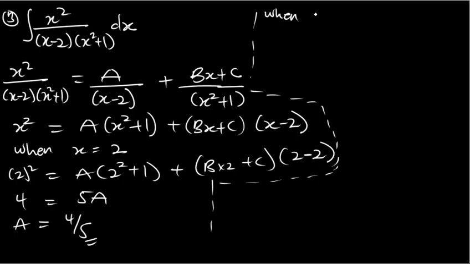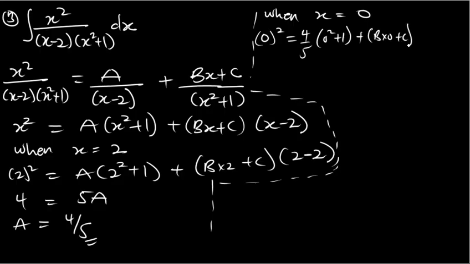So when x is equal to 0, from the equation, I'm going to get 0 squared equals a. Do I now know the value of what? A. Yes, that is 4 on 5. So I'll bring it 4 on 5, 0 squared plus 1 plus bc, b by 0 plus c, and that will be 0 minus 2. Solving this, you are going to get your c to be equal to 2 on 5.